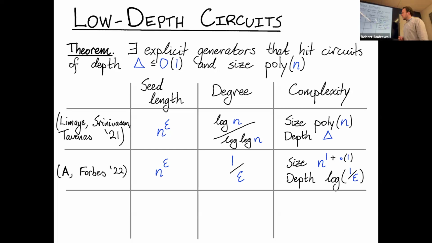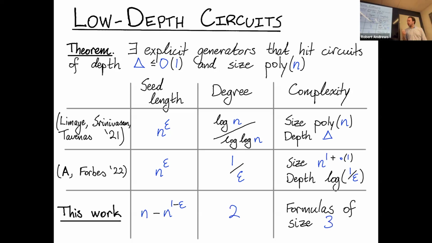But typically, I don't know of an instance where we prove a new lower bound by designing a generator. I think it's always in the other direction. So this is kind of the state of the art for constant depth circuits: you can decouple the complexity of the generator and the thing you're hitting, but this is still somewhat large. Can you improve this more? And that's what I want to tell you about today.